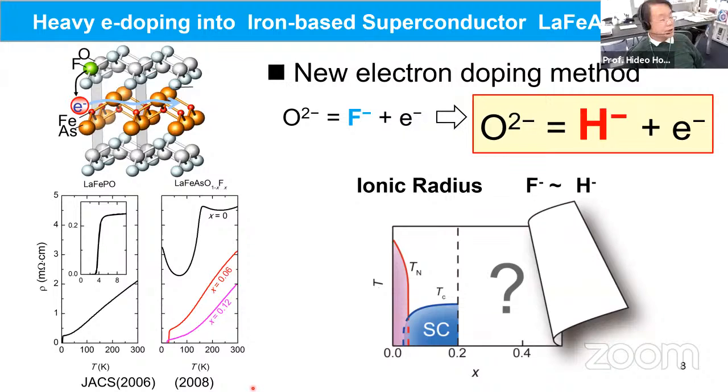So this is our work. In iron-based superconductors, superconductivity is induced by electron doping. That is to say, a part of the oxygen is replaced by fluorine, and the generated electron is transferred to the conduction layer, and as antiferromagnetism disappears, superconductivity comes out like this. But the problem is that heavy doping was impossible.